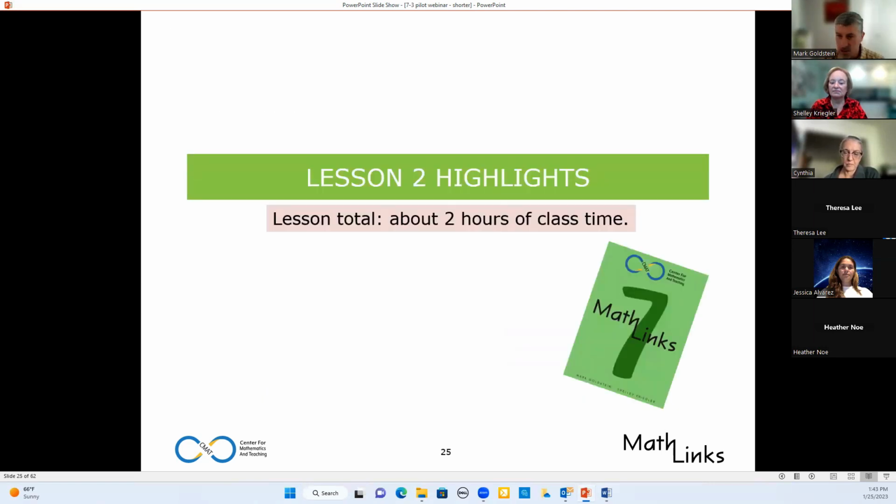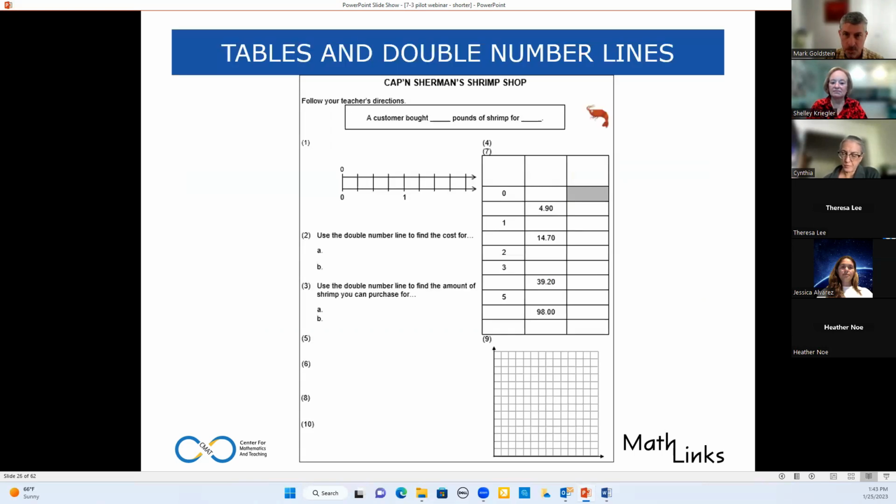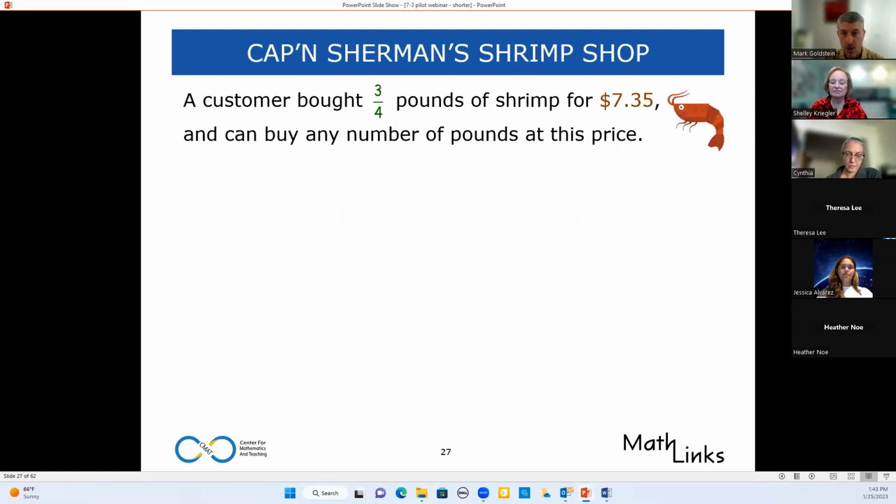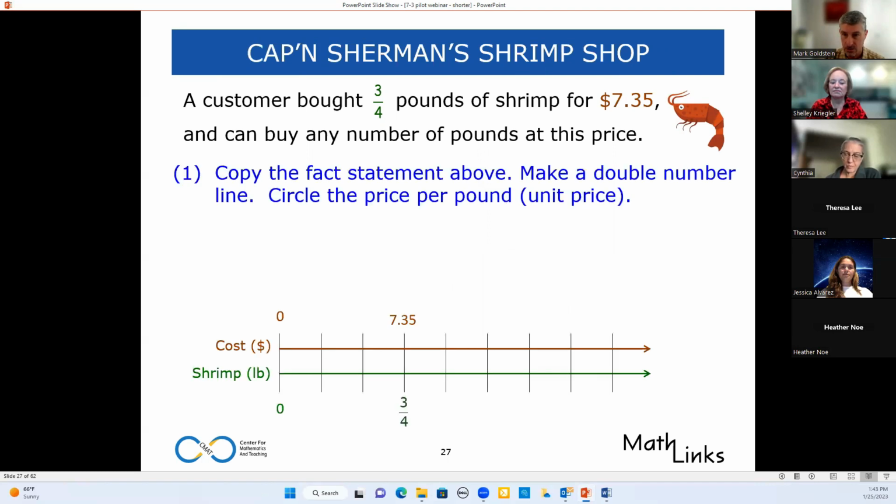So let's move on to some lesson 2 highlights. Just a quick snapshot of some things in lesson 2. Here's another student page, and you can see a context is going to drive more exploration with connecting multiple representations. Ratios of natural numbers happen mostly in 6th grade. And so now in 7th grade, we're going to focus more on ratios of rational numbers.